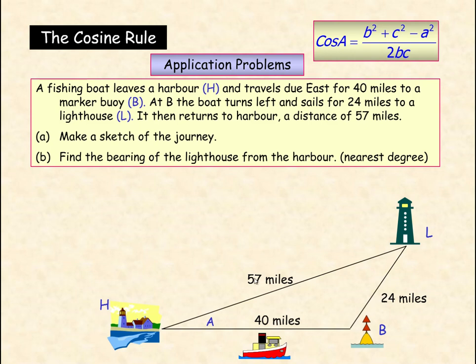Okay, now you got your triangle, you got your three sides. If you didn't get the diagram, you've got it now. So what I want you to do now is to work out the second part. Find the bearing of the lighthouse from the harbour. So what's the bearing of the lighthouse from the harbour? Find A first and then find your bearing. Hit pause, have a go.